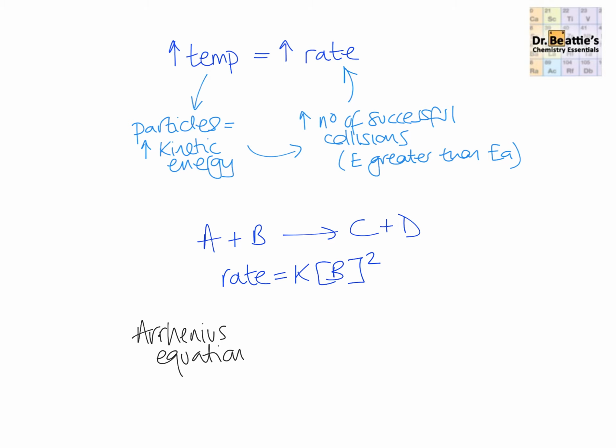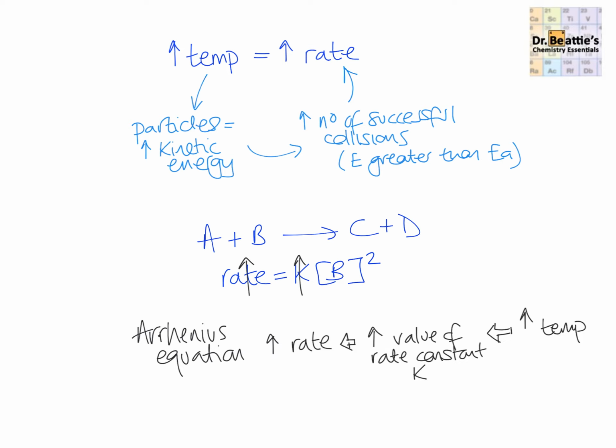The equation is saying as we increase the temperature, we're increasing the rate constant K, the value of this, and therefore, because that's linked to the rate, it increases the rate. And so we can think of this as a cause leading to an effect. Now, mathematically, this is described by this Arrhenius equation that looks like so.